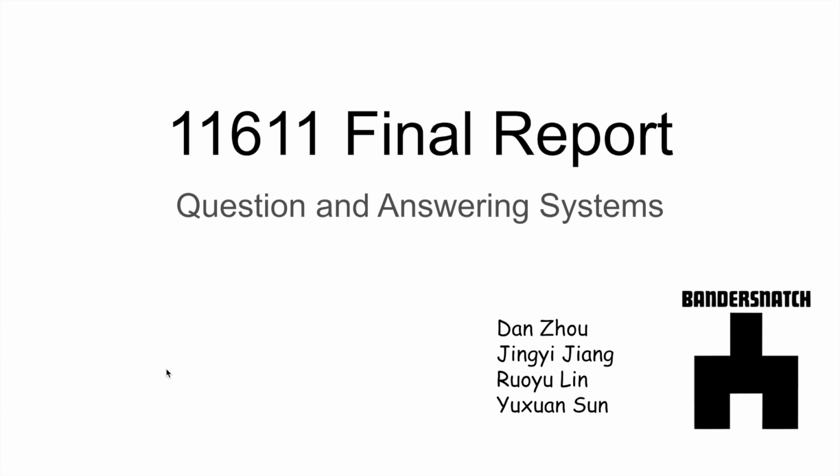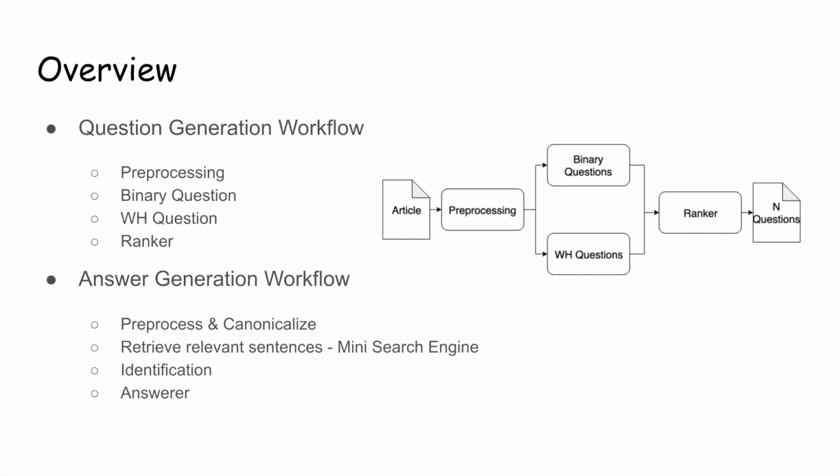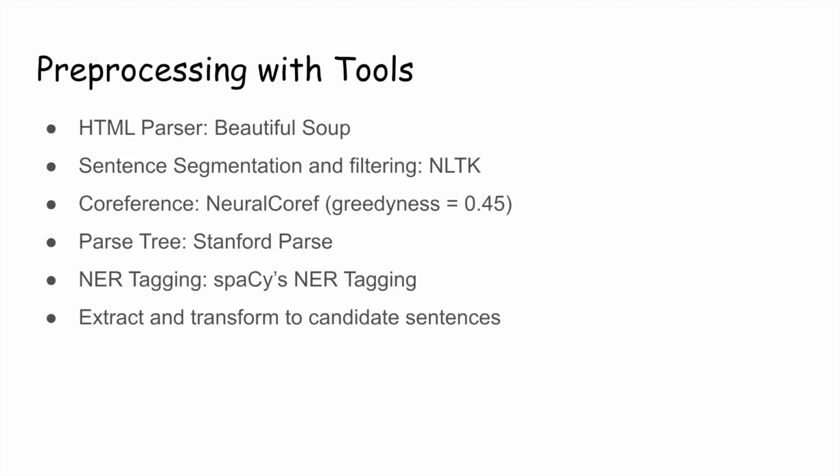This is the final report of the QA system from Team Bandersnatch. Here's an overview of our project. It mainly consists of two parts, question generation and question answering. Question generation: here are all the tools we used in the pre-processing.